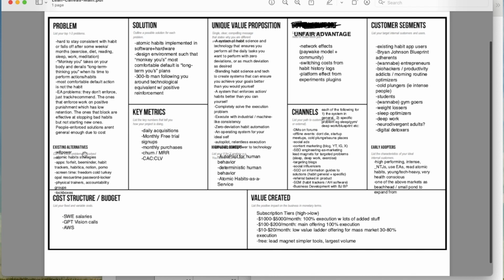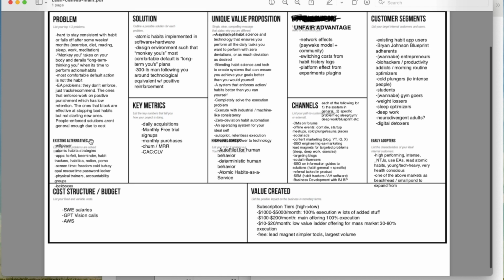And then for the existing alternatives, some of them just track or recommend and they don't enforce, and the ones that do enforce work on positive punishment, which does work but has low retention. You typically want to get out of a system that has positive punishment, and instead positive reinforcement is the best way to drive long-term behavior. And of course that's an assumption here.